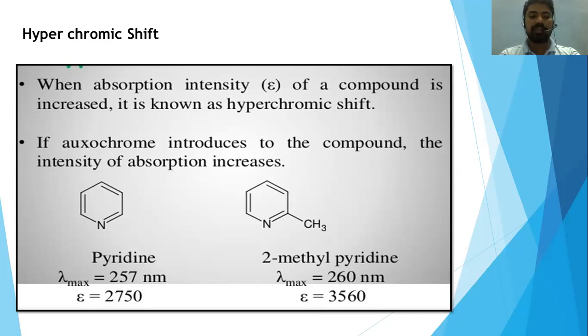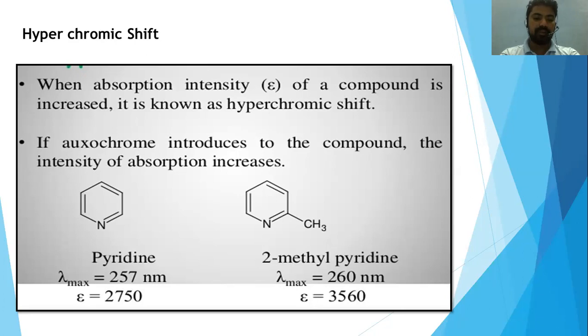If an auxochrome is introduced to the compound, the intensity of absorption increases. Of course, we have learned about what is an auxochrome. An auxochrome is a molecular part which does not directly absorb radiation in the ultraviolet visible region of electromagnetic radiation, but whenever it is present on a chromophoric unit or chromophore, it influences the absorption intensity of a molecule, and even the absorption wavelength value of the molecule also.